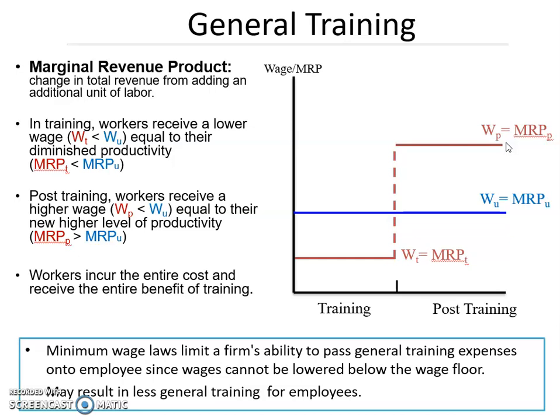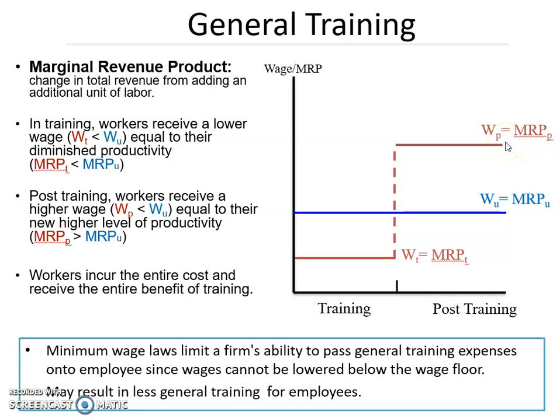General training is very similar to college because what does a college student do? They actually go out and buy their own training and then get a job after the training is done at a higher wage than they would have otherwise gotten.